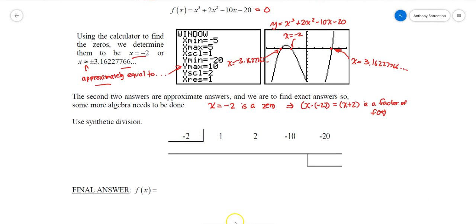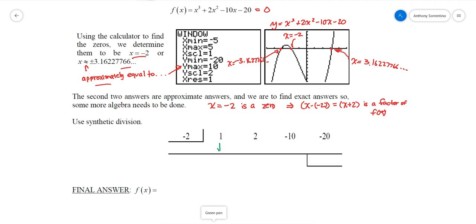So again, the synthetic division, I have it set up. Here's my coefficient of 1, which goes with the x cubed, the 2, which goes with the 2x squared, the negative 10 goes with the minus 10x, the minus 20 that goes with the minus 20. And of course, in synthetic division, I use the 0, not the factor. So that is a negative 2. So I do the synthetic division.